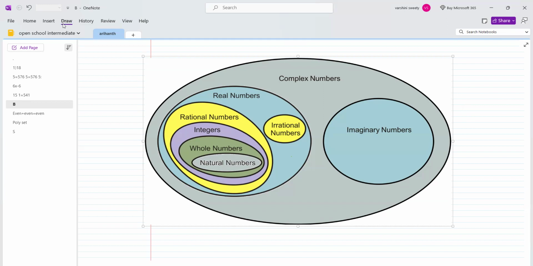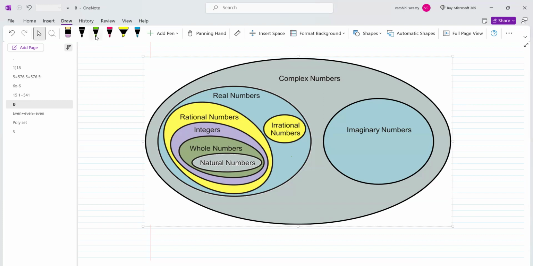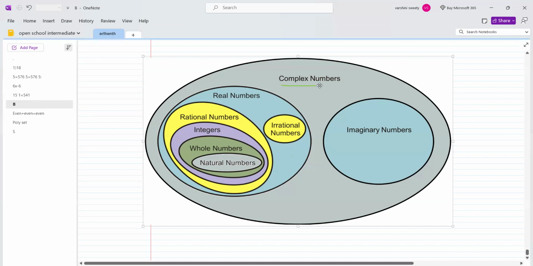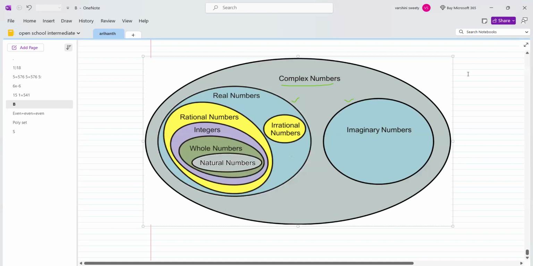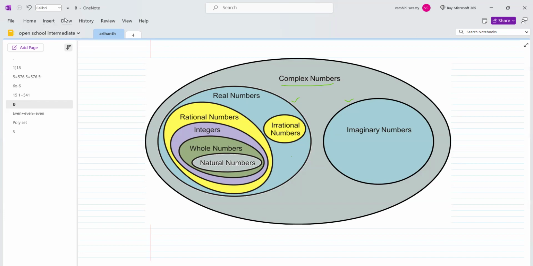We know all about the number system. In previous classes we did that, so we are going to discuss complex numbers. It is a combination of real numbers and imaginary numbers. Euler first used i, which is called iota.